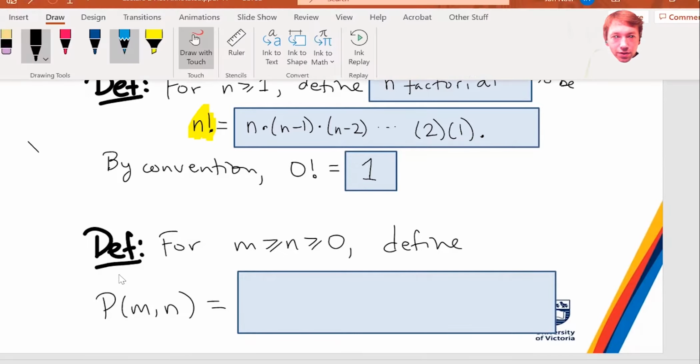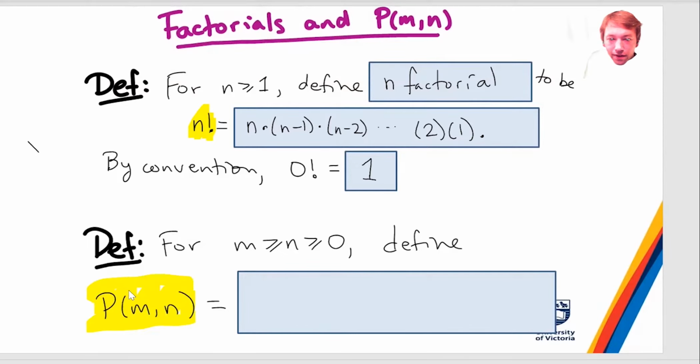Suppose m is at least n, which is at least 0. We define P(m,n) to be m factorial over (m minus n) factorial. So we have a question.